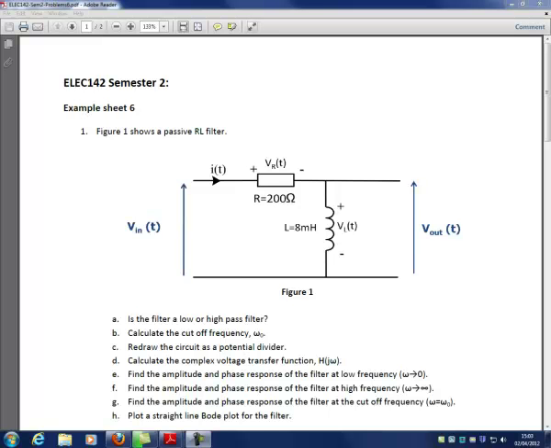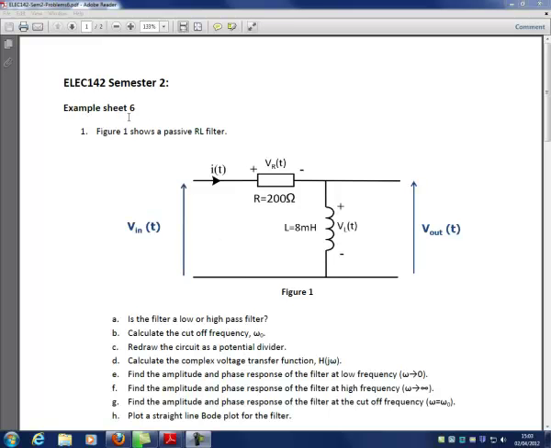This is ELEC142 problem sheet 6 on filters, and this is going to answer question 1. So here we've got a diagram of a filter with a resistor and an inductor, and you're asked to answer a series of questions about this.